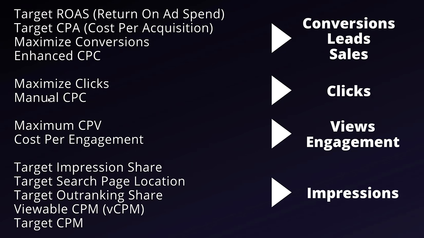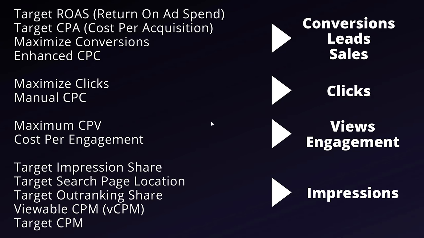With manual CPC, you're actually setting bids for your keywords. This was the old method for Google AdWords, where you would set bids for individual keywords, and you can still do this when you first create campaigns. A lot of times when I first create campaigns, I'll use enhanced CPC or maximize conversions until I can start using target return on ad spend or target CPA. But what you would do is set manual bids for all of your keywords, and then you could increase or decrease bids over time. So these two are just going to focus on clicks.